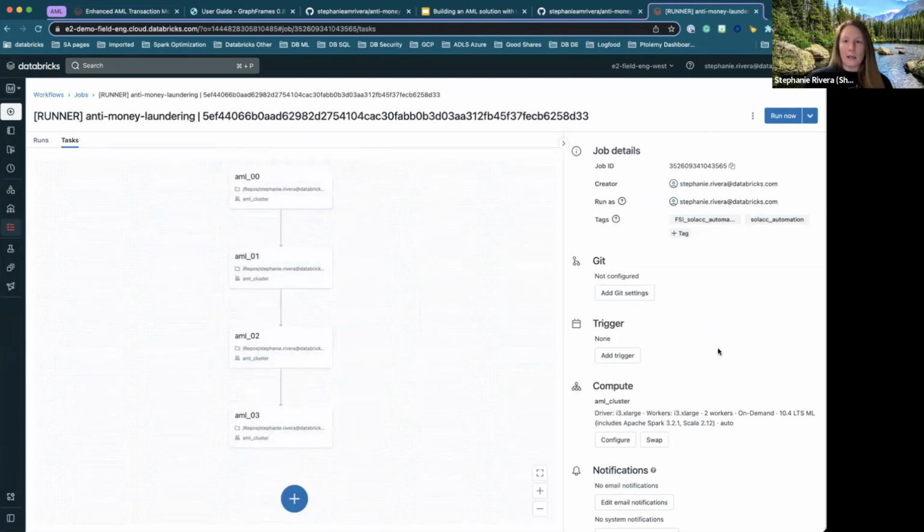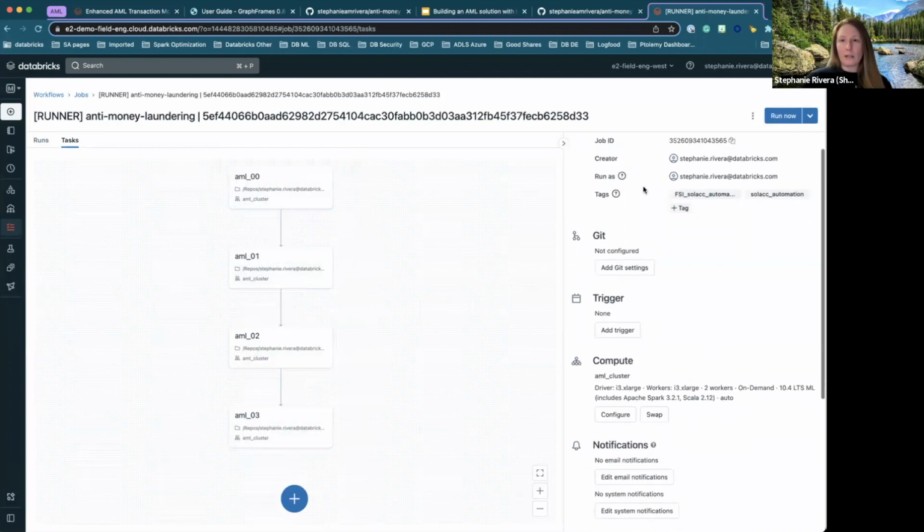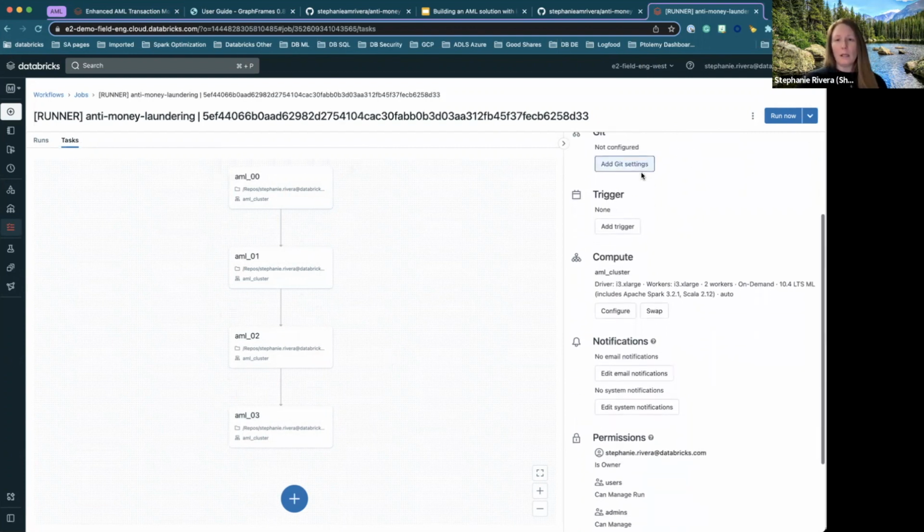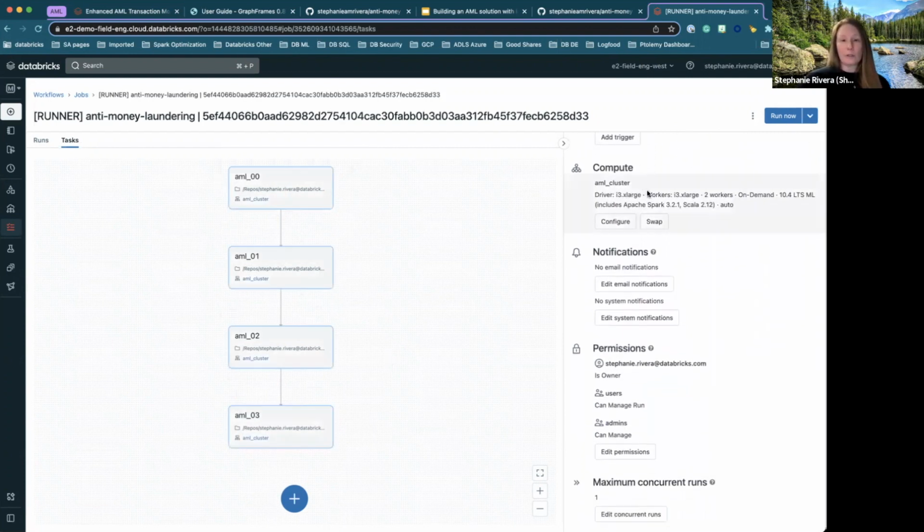It already has tags added to it on the right-hand side, as well as a compute cluster that's set up to be shared between the different tasks. That'll make it a little bit faster, because the compute doesn't have to stand up and go back down in between the different tasks within your workflow. It'll spin up, run each of the different tasks, and then spin back down. I can add email notifications if I would like, or change the permissions on it.